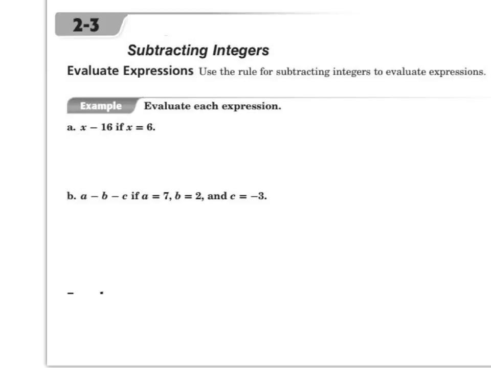So let's take subtracting integers to another level and evaluate expressions using subtracting of integers. So we're going to use the rules for subtracting integers to evaluate expressions. Remember, evaluate, when we have things like this, x equals 6, just means plug in. So we'll plug in given values.